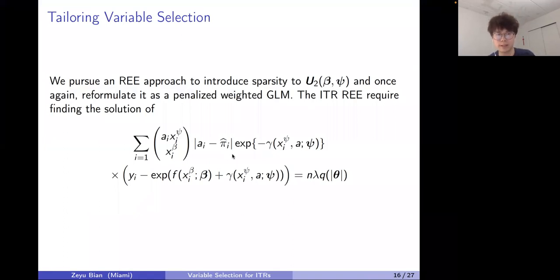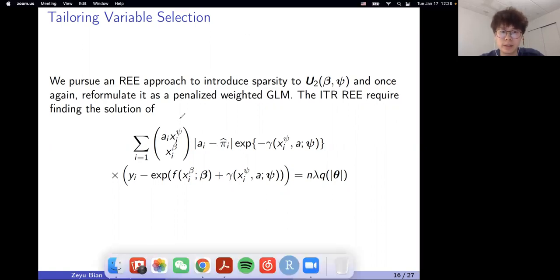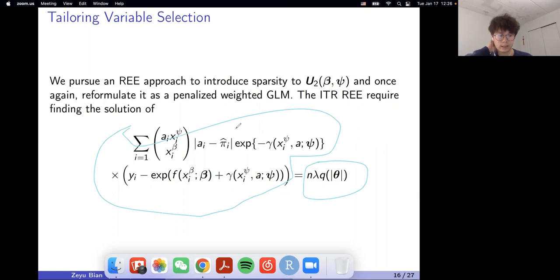Okay, so now we're ready to introduce sparsity, how to do variable selection. To do so, we also pursue an REE approach, regularized estimating equation, to introduce sparsity. So the ITR REE requires finding the solution of this. And again, on the left-hand side, it's just the U2 estimating equation. And on the right-hand side, this is the subderivative of the penalty function. And a natural problem arises: how to choose the penalty function Q.